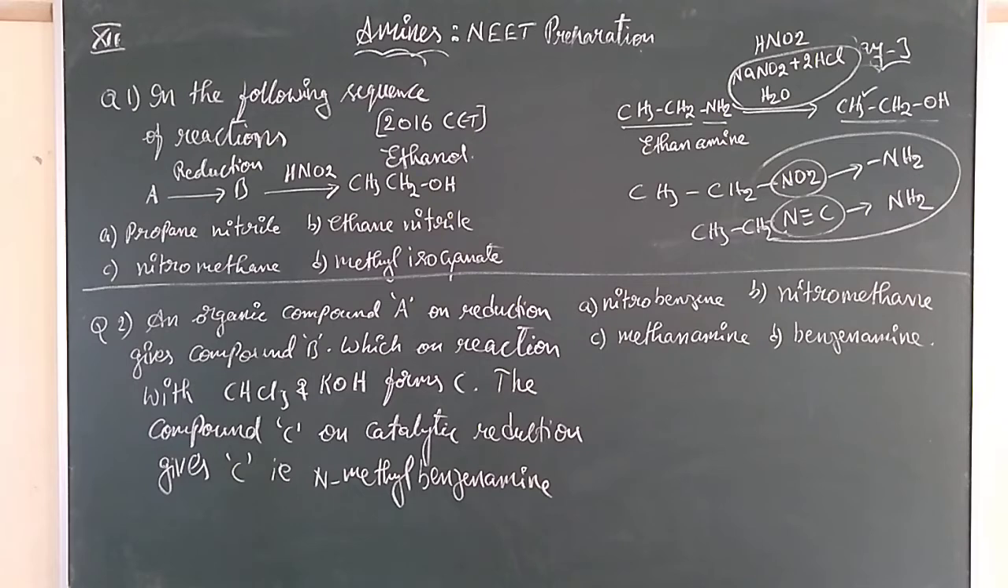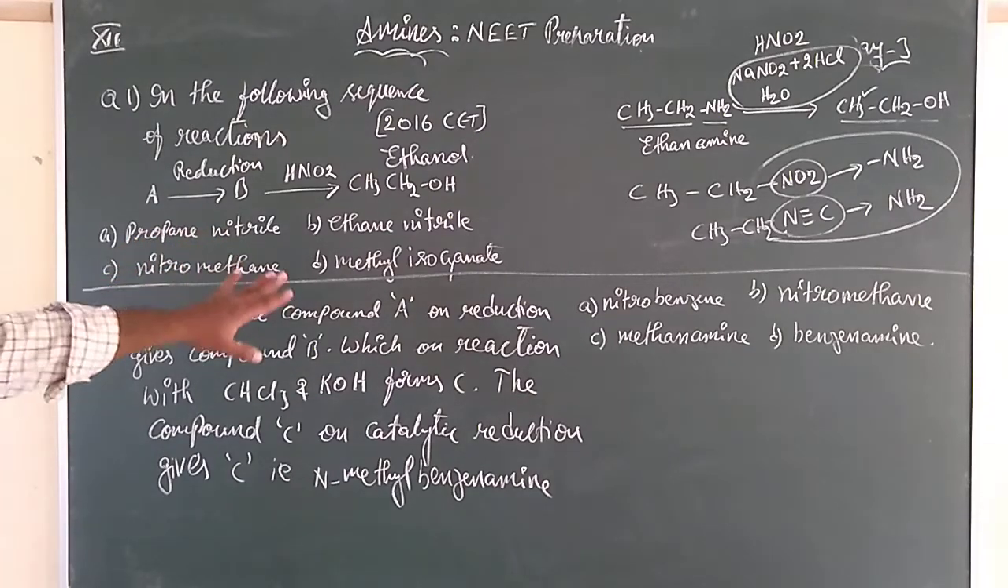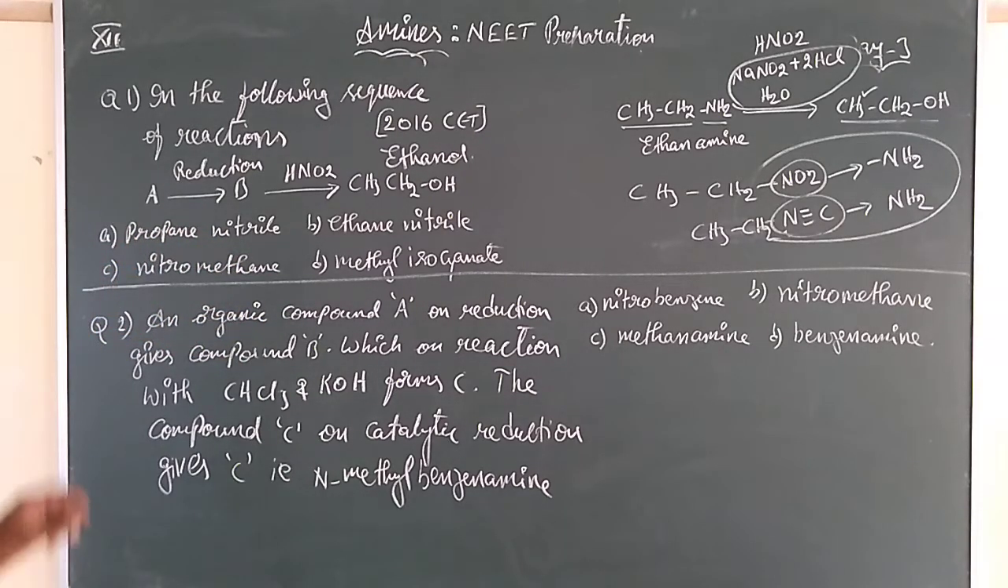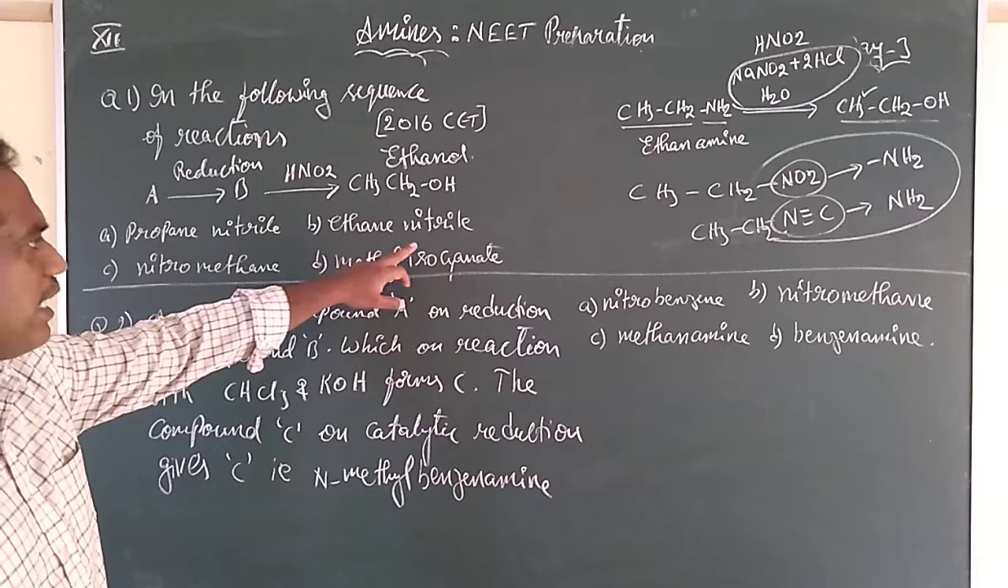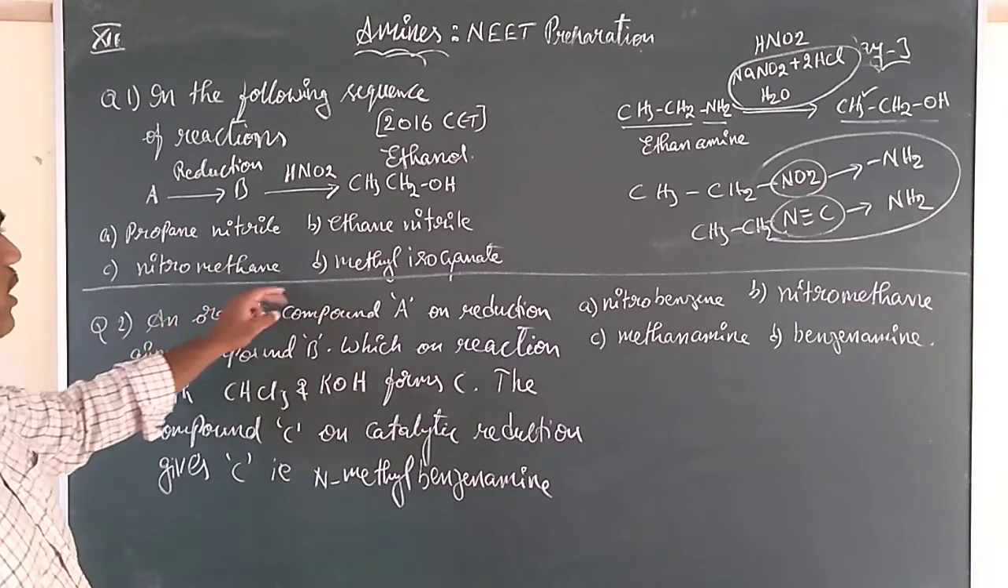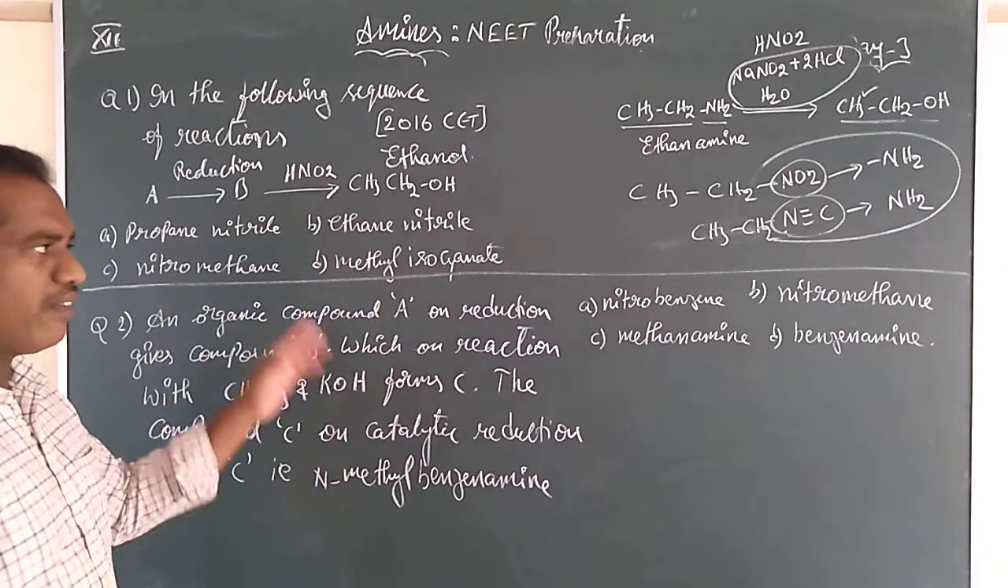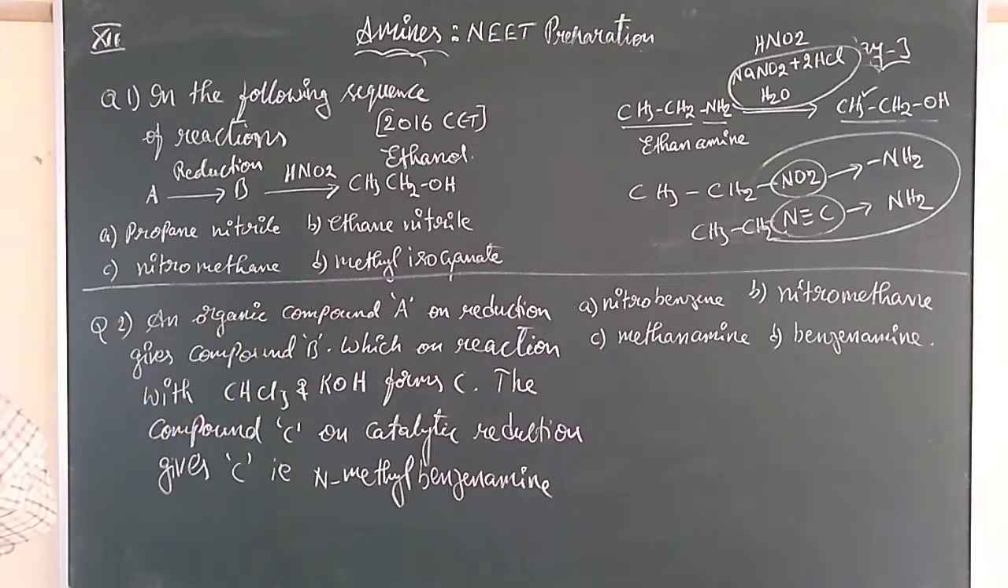How to work out this? Go through all the 4 options and see where you are able to find it. See, propane nitrile. What are they suggesting? Propane nitrile, ethane nitrile, nitromethane, and methyl isocyanate. Find out the correct option, give a name for that, then you will get the answer.